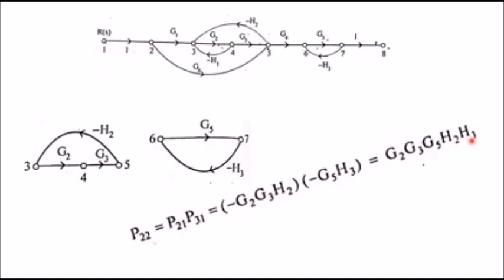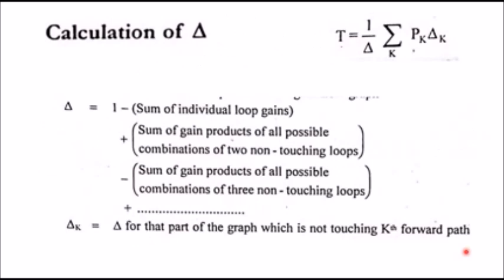Then what do we have to find? We need to find delta. What is delta? Why do you need to find delta? Because the Mason gain formula is equal to 1 by delta. This delta formula will be 1 minus the sum of individual loop gains plus the sum of two non-touching loop gains minus the sum of three non-touching loop gains.